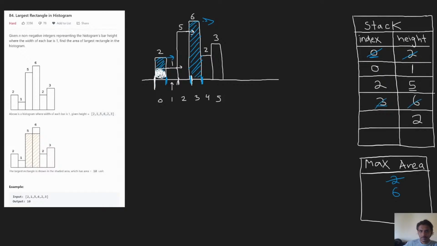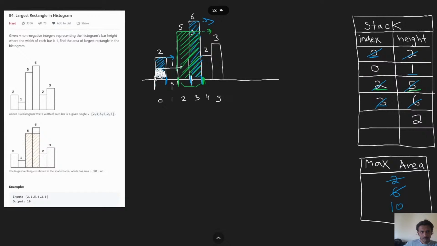Okay, now the top of our stack is 5. But wait, 5 is greater than the 2 as well. That means this 5 can't be extended any farther. So we look at the start index of this 5, it was index 2, and we stopped it all the way at index 4. So that means its width was 2, its height is 5, so the area it created was 10. So before we pop it, let's just compute the max area that it could have created. It's 10, so we update our max area. Our max area is now 10, greater than 6, and we remember to pop this 5 from our stack.